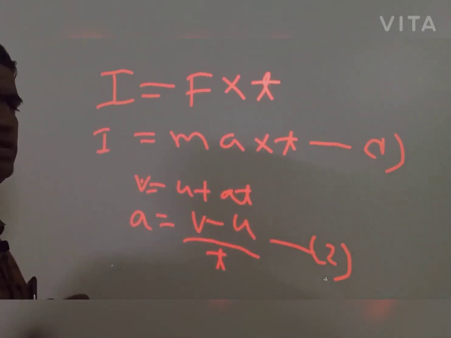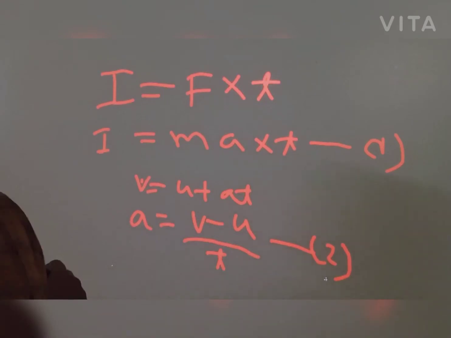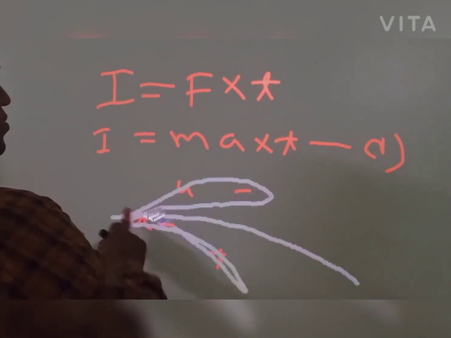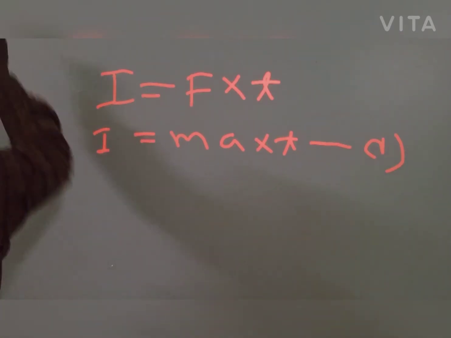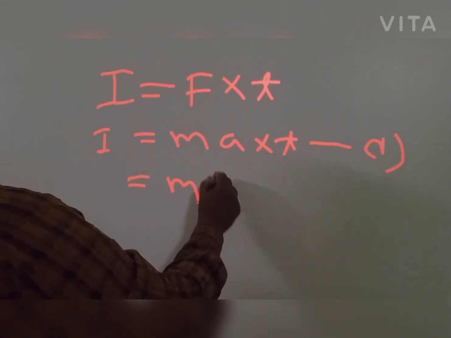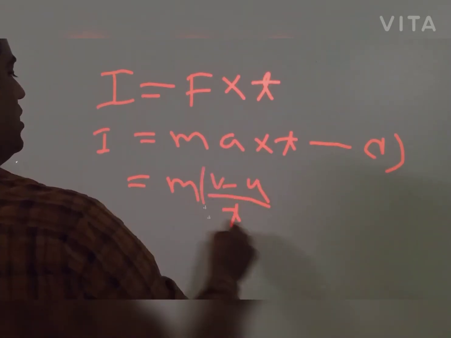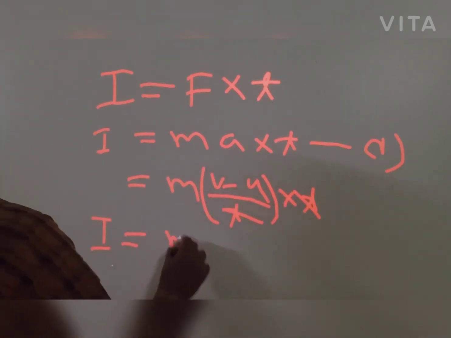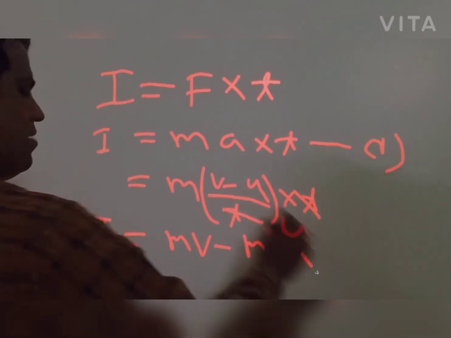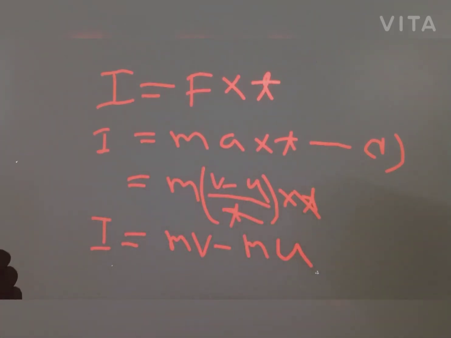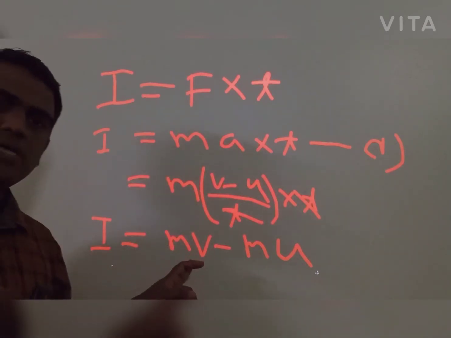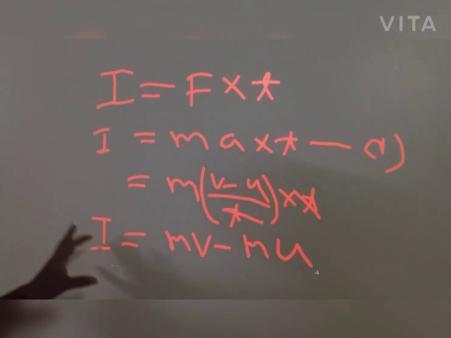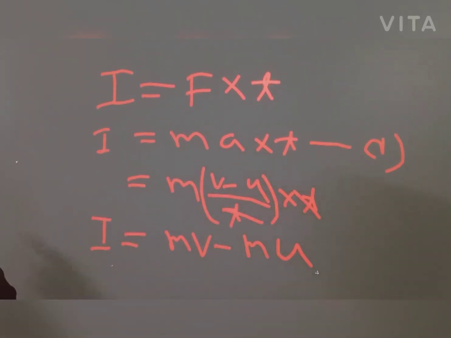Putting equation number 2 in equation number 1, a is replaced by v minus u by t. Now, time and time cancel each other. Impulse can be written as mv minus mu. Here mv is the final momentum and mu is the initial momentum. So, impulse is also equal to the change in momentum.